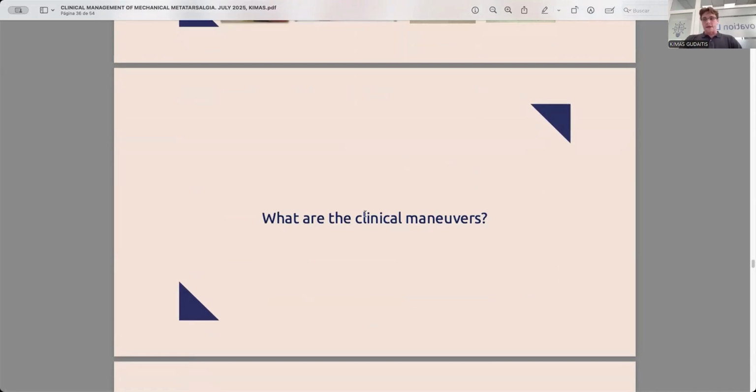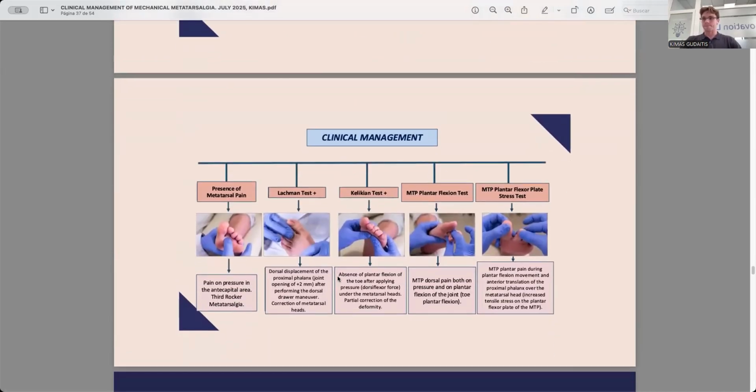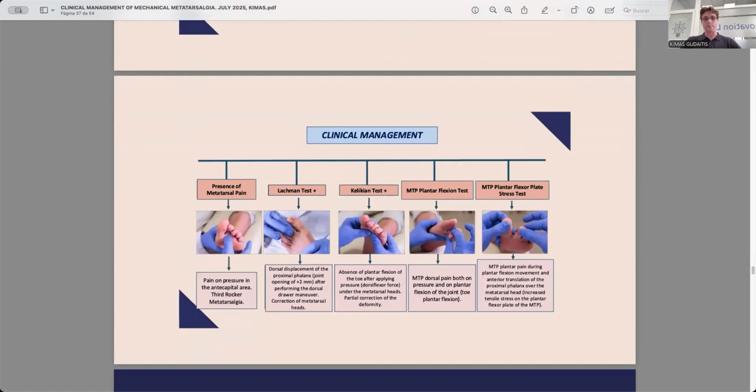What clinical tests can we perform for this? First of all, the pain should be located in the anterior area of the metatarsal head. Then the Lachman test must be performed, and if it's positive and shows more than 2 millimeters of joint separation, this can also be confirmed by X-rays. Next will be the Kalikian test, which gives us information about the degree of reduction or flexibility of the toe.